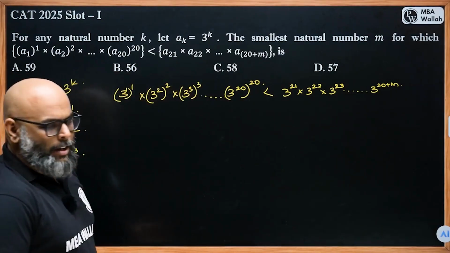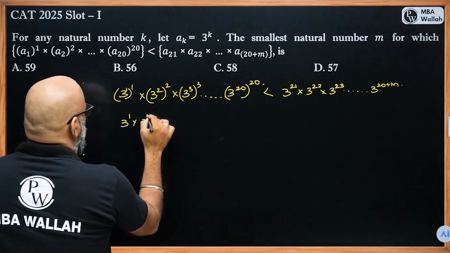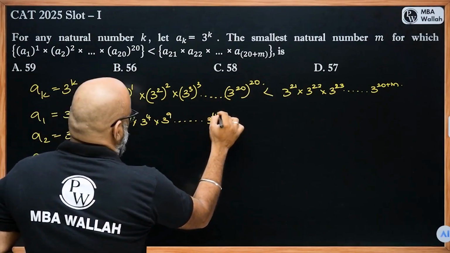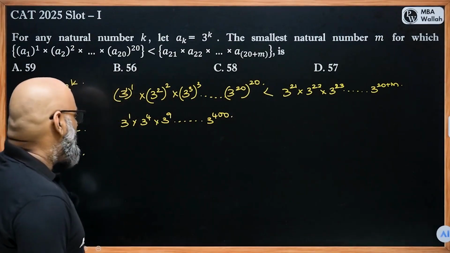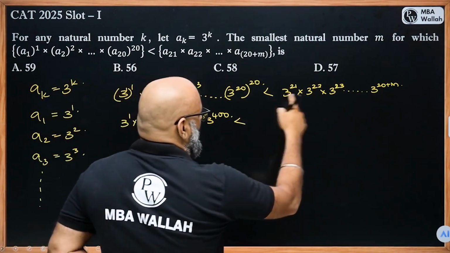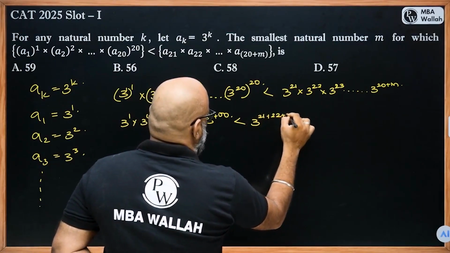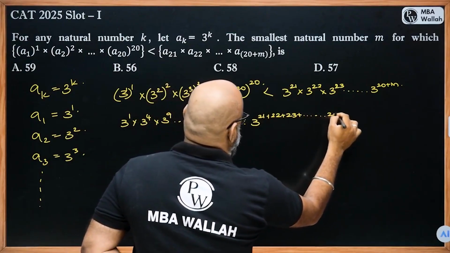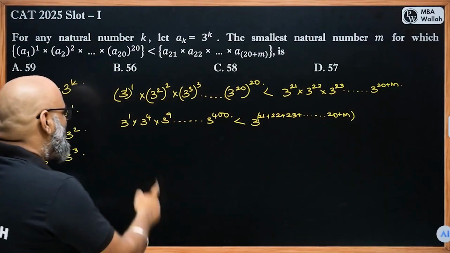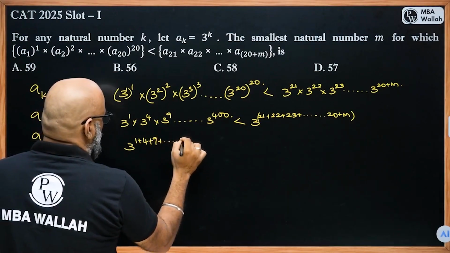Looks difficult, but then look for the base powers here. 3 power 1 into 3 power 4 into 3 power 9 up to 3 power 400. Look at the powers here. They are perfect squares. This will be less than or equal to 3 power 21 plus 22 plus 23 up to 20 plus m. The base is same, powers will be added. You can write this as 3 power 1 plus 4 plus 9 plus up to 400.